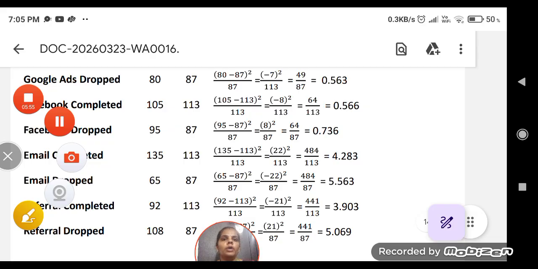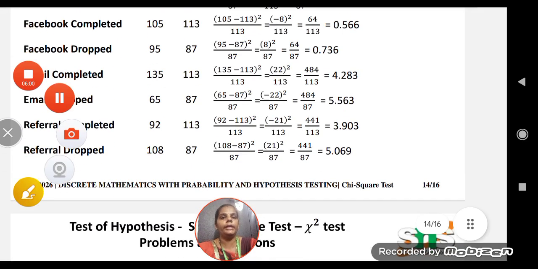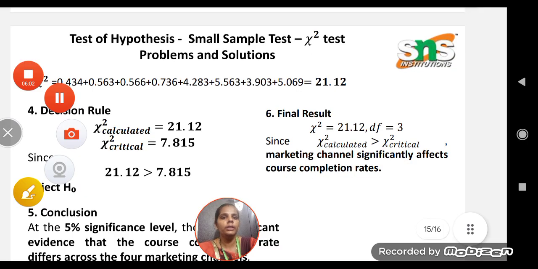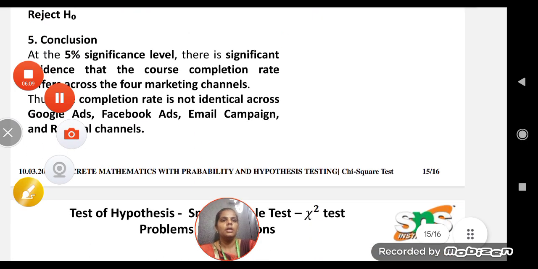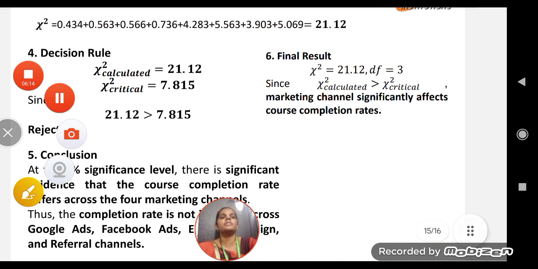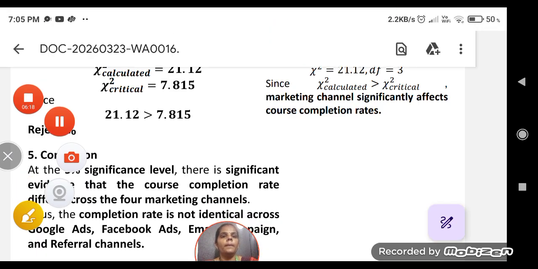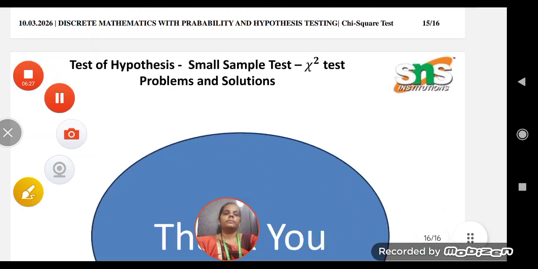Here Facebook ads, email, referral dropped, referral completed and some other data were given. From this data also we compare the calculated value with the critical value. When it is greater, we reject the hypothesis. So we reject or accept the hypothesis only when the final result is greater or less than the critical value. The hypothesis test is very useful to test whether a hypothesis is rejected or accepted. Thank you.